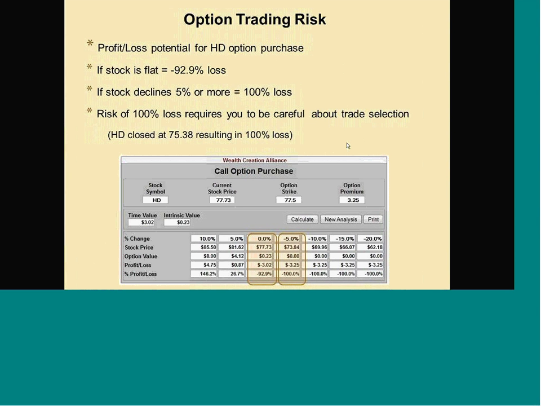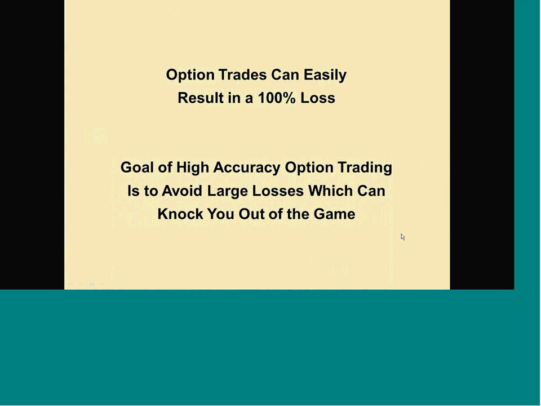So trading options can easily result in 100% loss, and the goal of this high accuracy option trading is to avoid large losses, which can knock you out of the game.